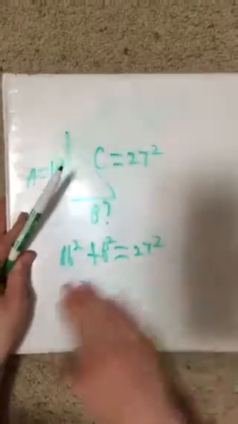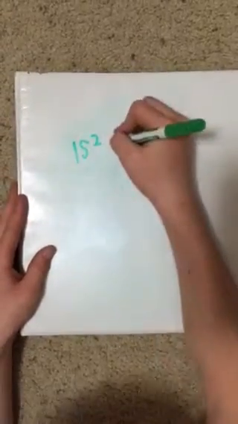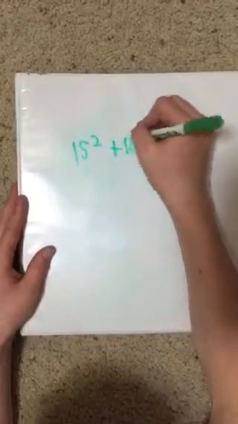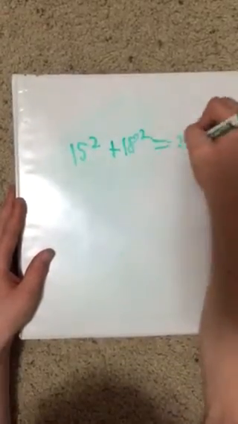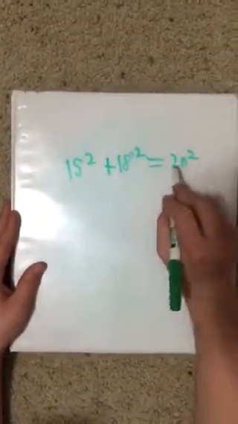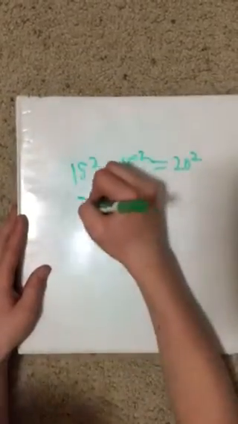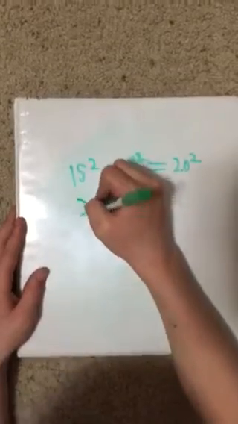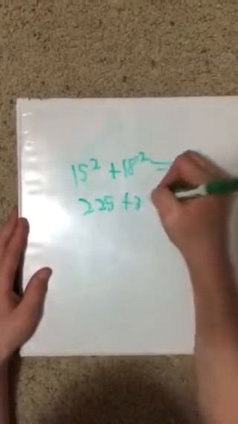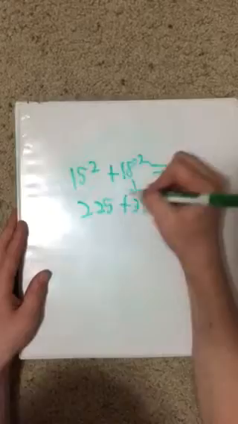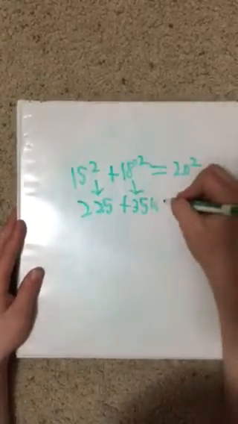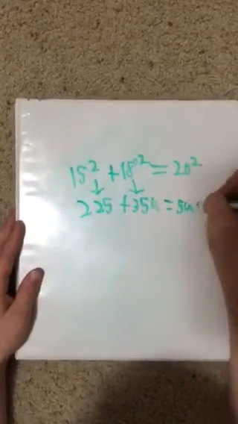So the converse is pretty much if we had the lengths of every side, so let's say 15 squared plus 18 squared equals 20 squared. Now we have to see if these two equal 20 squared. So 225 plus 324, which is these two squared, equals 549.